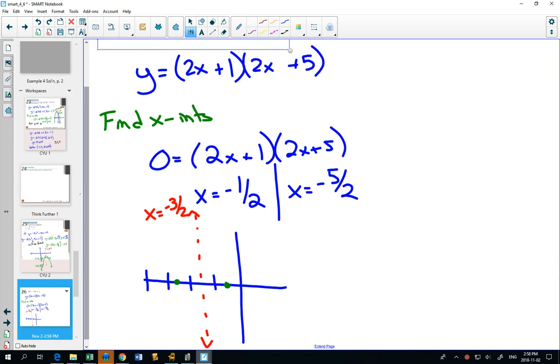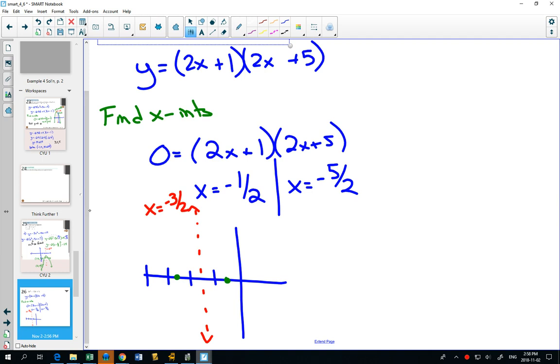Does this parabola open up or open down? It opens up. So our vertex, okay, and I'm going to label these points on here. This one is -1/2, 0. This one is -5/2, 0. Our vertex is going to have to be somewhere down there. And what do we know? We know that the x-coordinate of our vertex has to be -3/2.